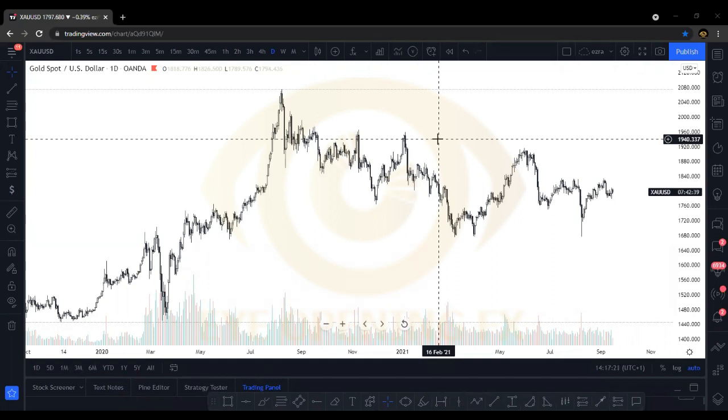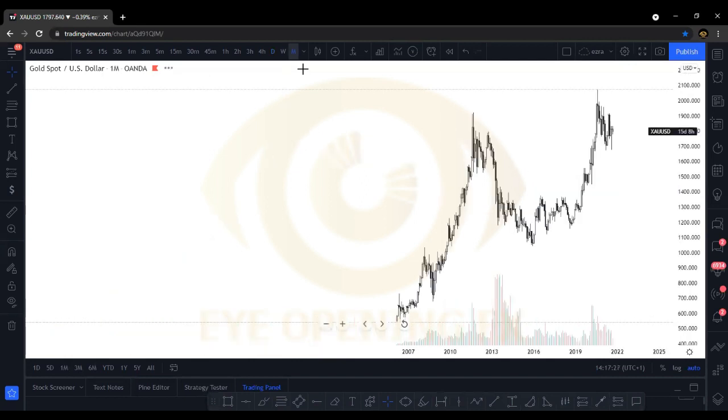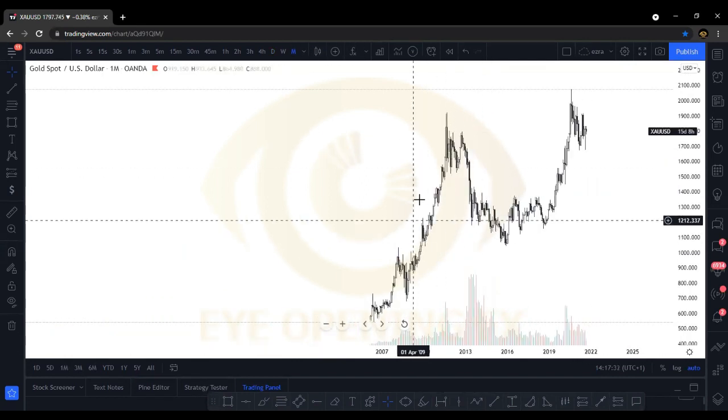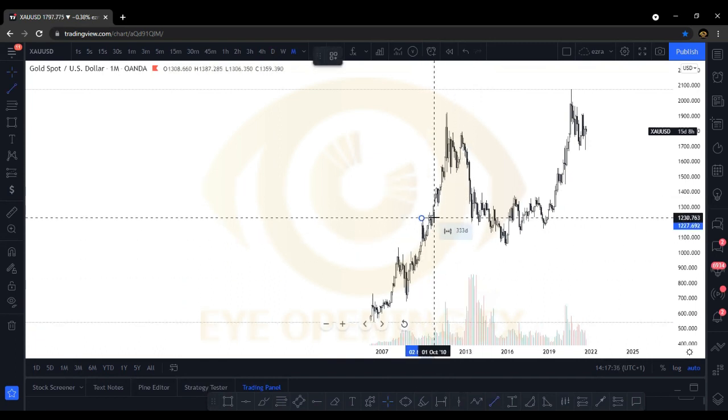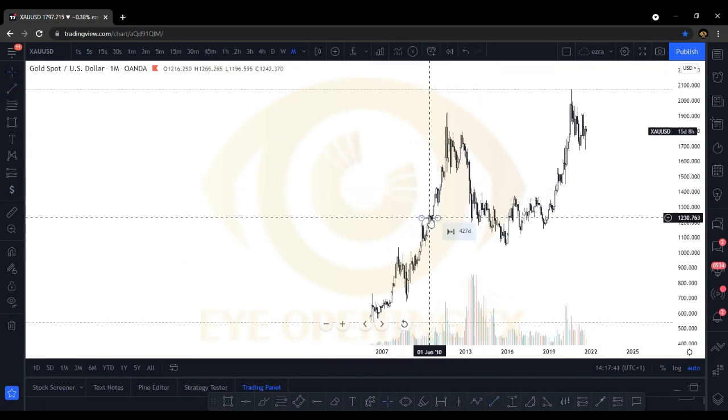Firstly, you have to understand your structure. Let's take, for example, gold. You have to understand the formation on the higher time frame. From this monthly time frame, you notice that we are bullish. Around this area, you notice this was the only area the market gave any deep pullback.